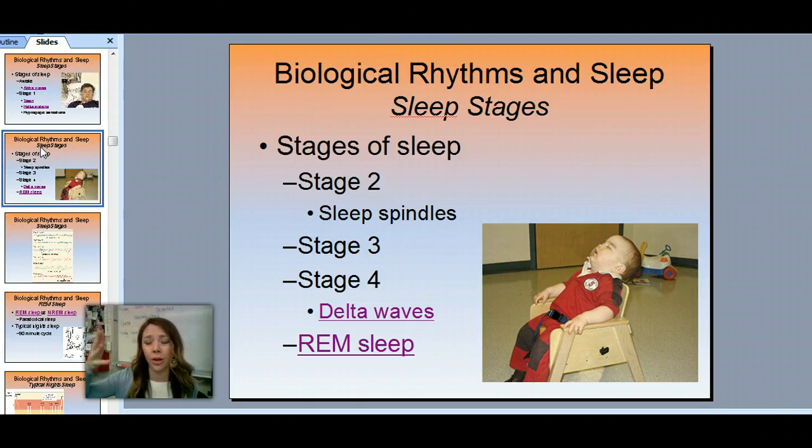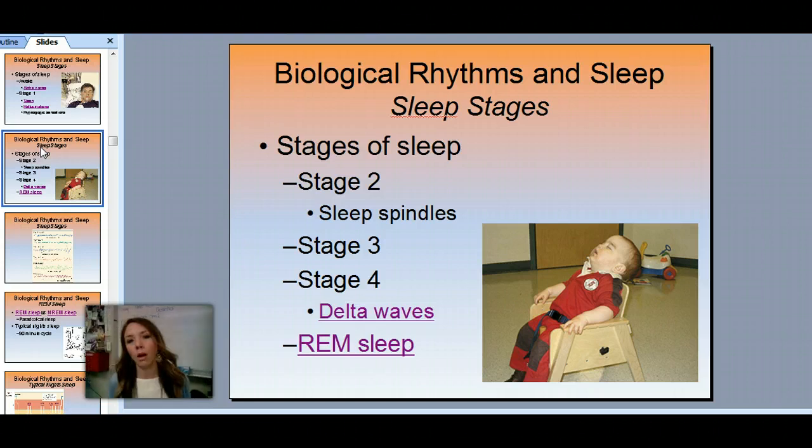Stage 3 is just a transition stage. There's nothing particularly interesting that happens in 3, and 4 is where I get my delta. You can remember that the 4th letter of the alphabet is D, the 4th stage of sleep. You get delta. So I tried to put that here too. So you've got 4, delta. So in 1 we get alpha, beta, 2 spindles, 3 is transition, and 4 I get my delta.